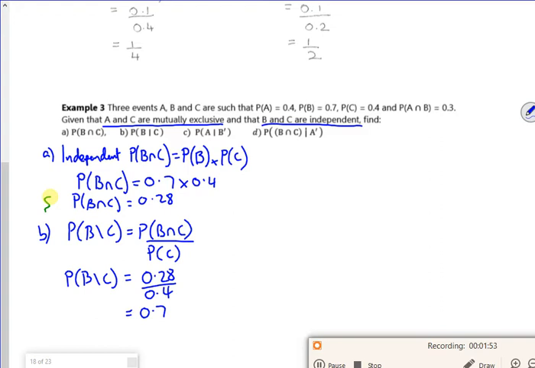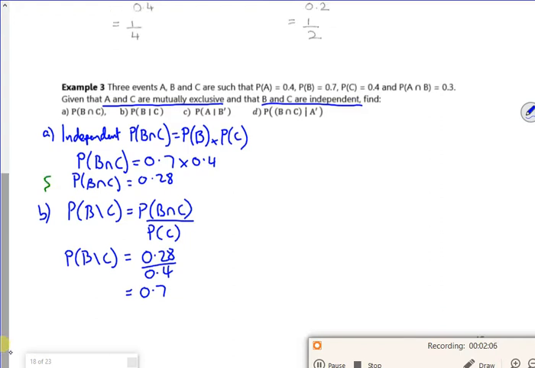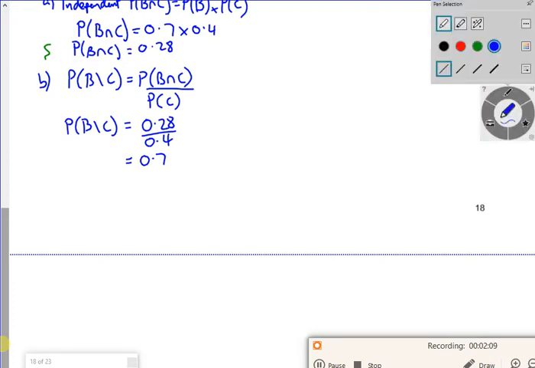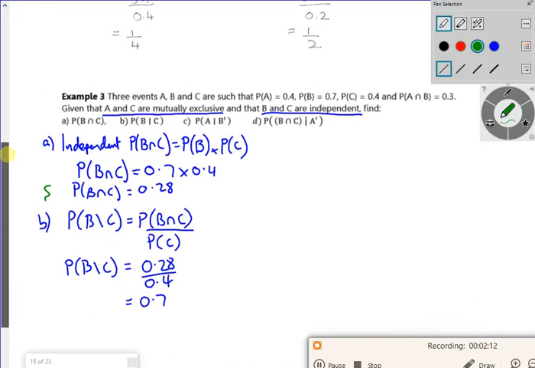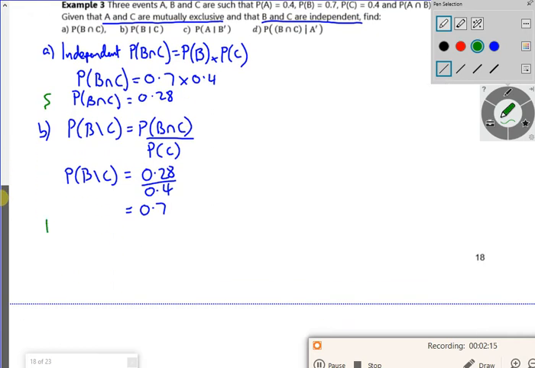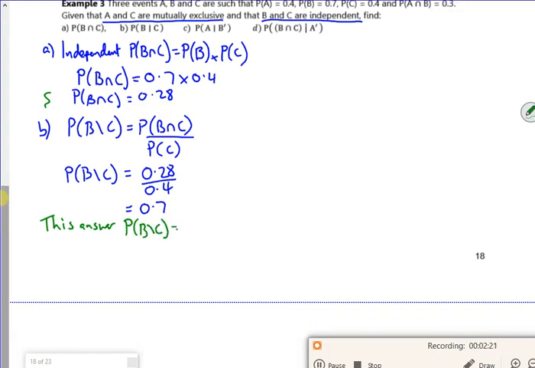Because it said that B and C are independent. And if you look, the probability that B happens given that C has already occurred is actually the probability of B. So it's showing us using this formula that B is actually independent. Let me write that down. It's a bit of a funny one, obviously. So this answer, the probability of B, given that C has occurred, is actually the probability of B, because it's independent. And that's a little sneaky one. Independent. That's quite sneaky, that.